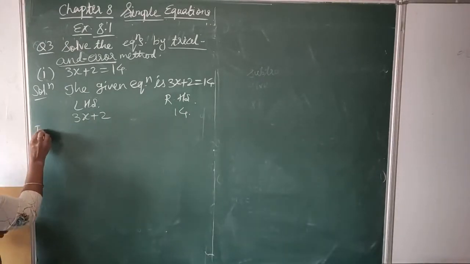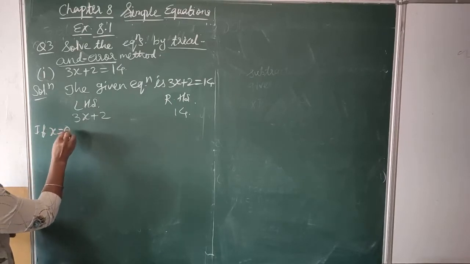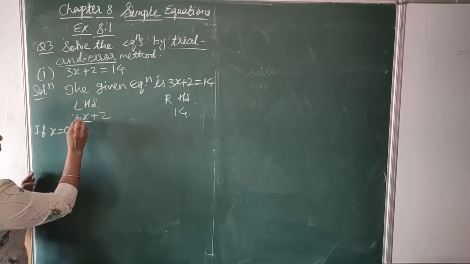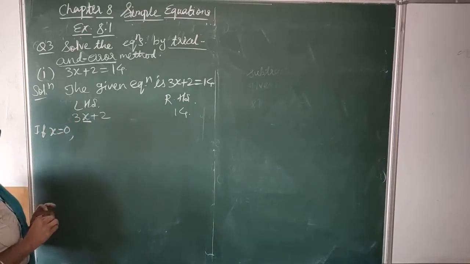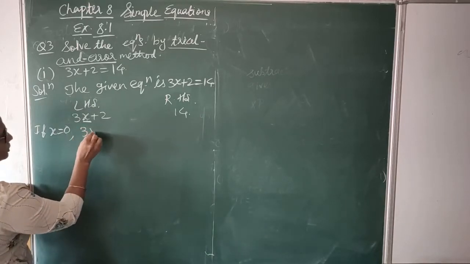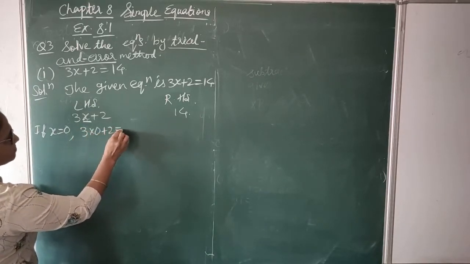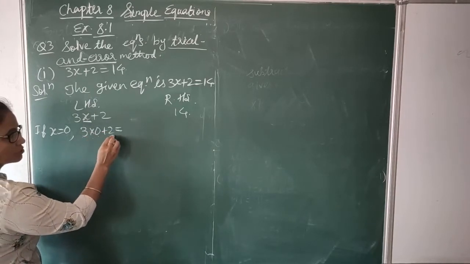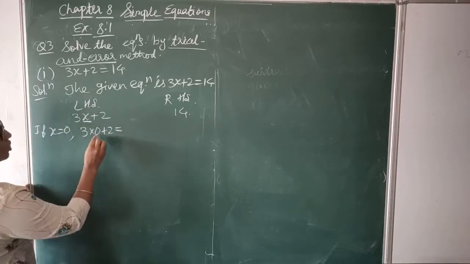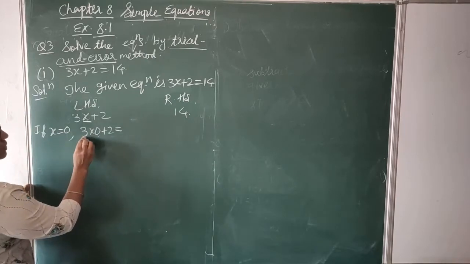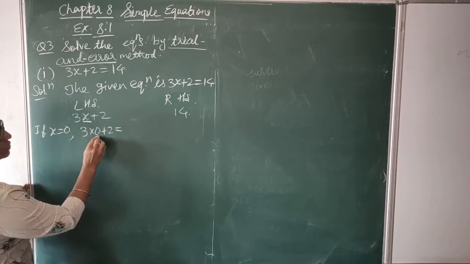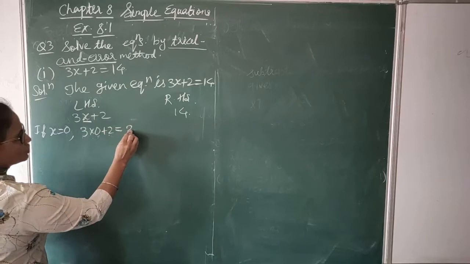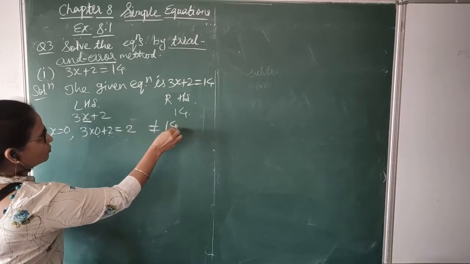Now see, we will put x equals to 0. So here in place of x, we have written x equal to 0. Let's put 0: 3 into 0 plus 2, and simplify. You know, first you have to multiply. You will not add 0 plus 2. Remember, this is wrong practice. According to BODMAS, you have to do this first. 3 into 0 is 0, 0 plus 2 is 2, which is not equal to 14.